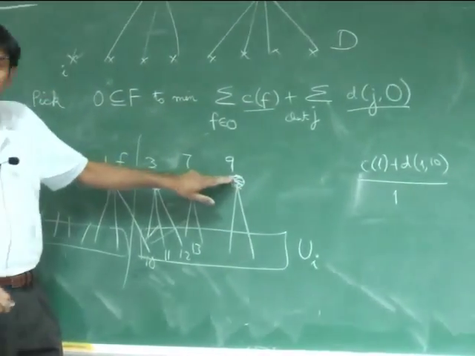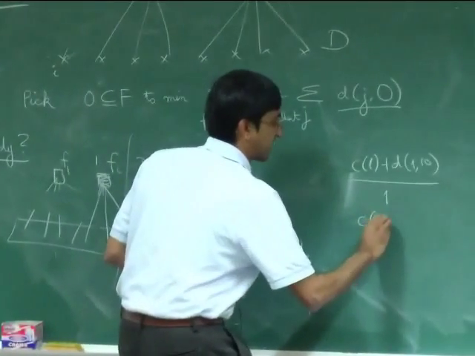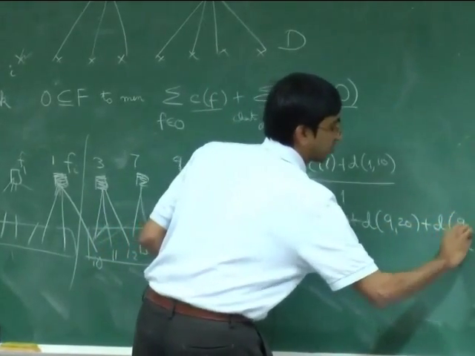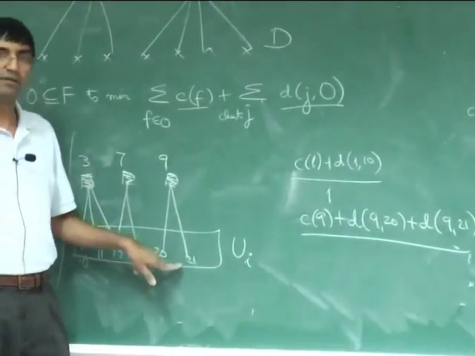Let's try this set 9. Let's say it goes to clients 20 and 21. Opt paid the cost of 9 and it paid the distance from 9 to 20 and the distance from 9 to 21. How much did it reduce the number of uncovered clients by? 2, right? Good.